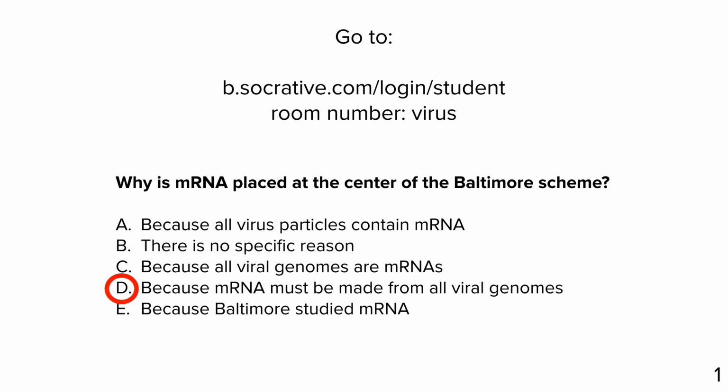Right, the answer is D, as you can see, another 100%. Very good. Second time in a row. All viral genomes have to make mRNA. That is why it is at the center of the Baltimore Scheme.